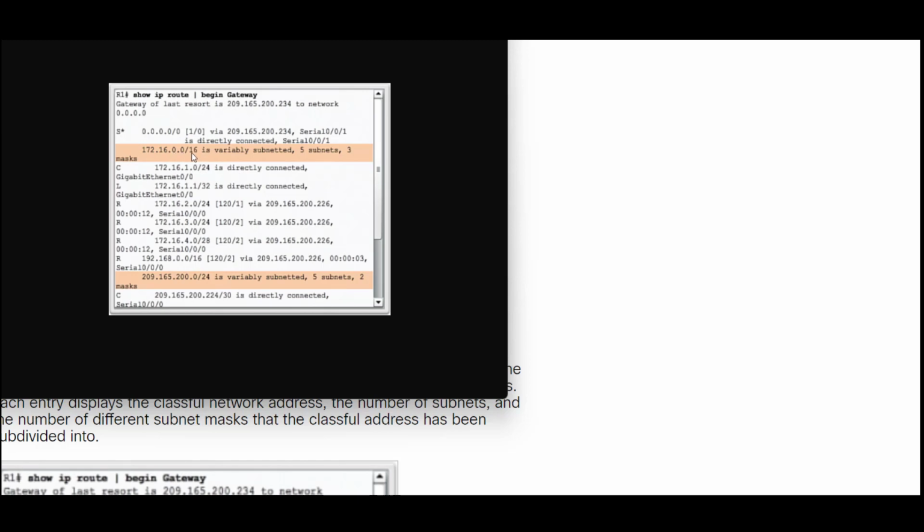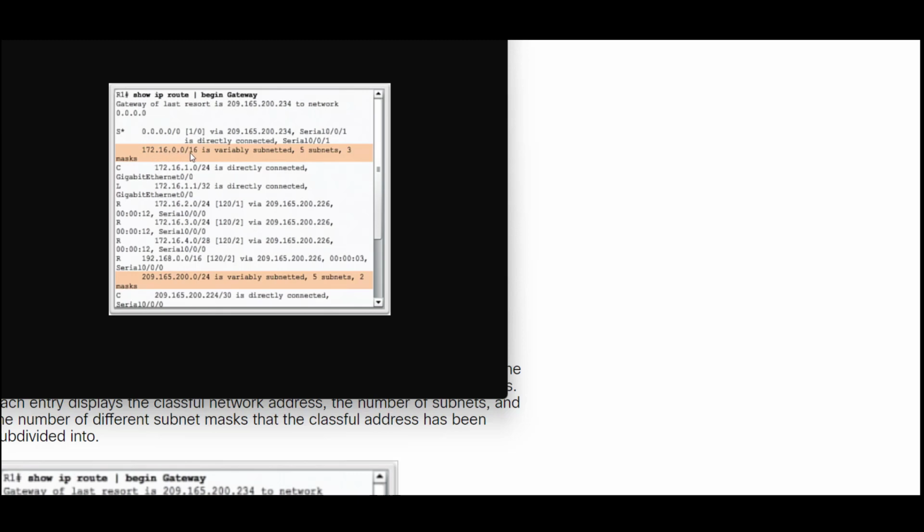172.16.0.0/16. Now 172, which class is it? Class B. What is the range of class B? Class B range is from 128 to 191. Okay, now you can see here, 172.16.0.0/16. What does it mean? So this is class B.